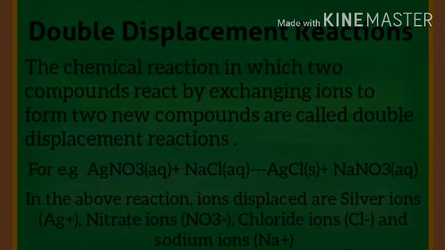Double displacement reactions. The chemical reactions in which two compounds react by exchanging ions to form two new compounds are called double displacement reactions. For example, silver nitrate plus sodium chloride gives silver chloride and sodium nitrate. In the above reaction, ions displace each other: the silver ions, nitrate ions, chloride ions, and sodium ions.